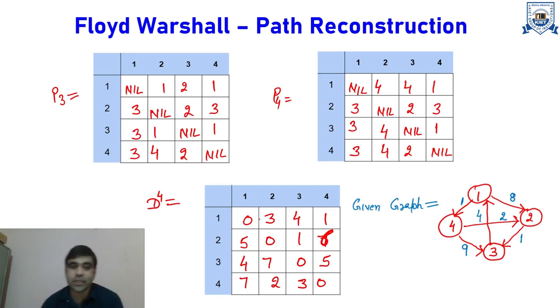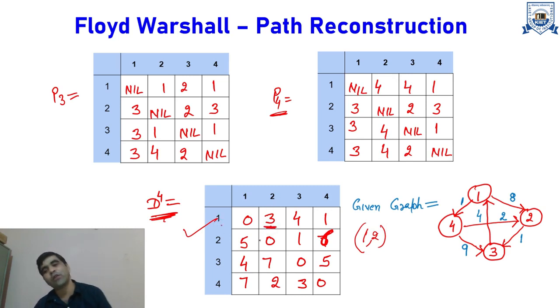Now this is the distance matrix which we have calculated using the Floyd Warshall algorithm, and this is the path matrix which we have calculated using the earlier discussion. If you want to find the shortest path between vertex 1 and vertex 2, the length of the shortest path is given by this matrix. From 1 to 2, the shortest path length is 3. But if you want to find out the various nodes which lie on this particular path, then you have to follow this path matrix.